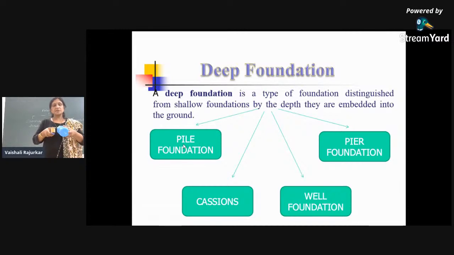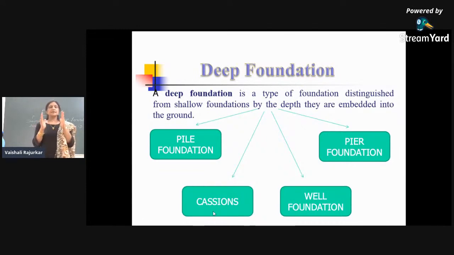You just see the caisson is having the larger cross-section as compared to the pile and pier, right? So here, this is the hollow circular member. This well foundation is a hollow circular member. Hollow circular member means it is the cylindrical tube which is hollow inside, and there are three types of caissons. One is open caisson, then another is a box caisson, and third is the pneumatic caisson. Right?